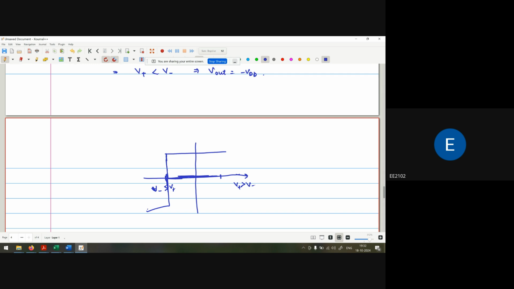But the problem is that if any voltage changes, for example, V plus is 5.5 and V minus is 5.6, what is the output? According to this situation, minus V, because the negative voltage is higher. Second scenario, if V positive is 5.5 and V negative is again 5, then what will happen? Zero.